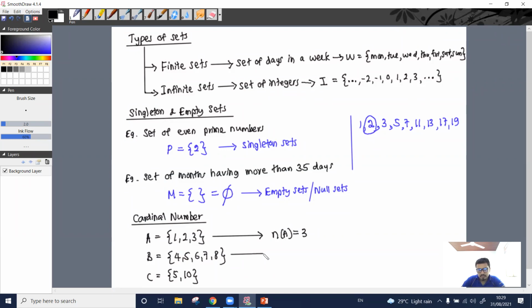Then what about set B? What is the cardinal number there? Number of elements in set B equals what? Yes, there are 5 elements. So the cardinal number is 5. Here in set C, what is the cardinal number? There are only 2 elements in set C. It means the cardinal number is 2. Cardinal number means the number of elements in a given set. These are very simple stuff, right?